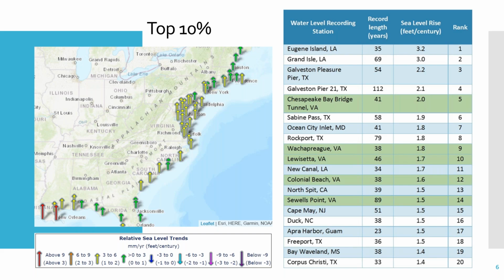It's the longest gauge on the East Coast at 90 years. And it was all showing a rise over the last century of about 1.5 feet of sea level rise. The one that's not highlighted there, just so you know, Duck, North Carolina, is actually about 5 miles south of Virginia Beach.